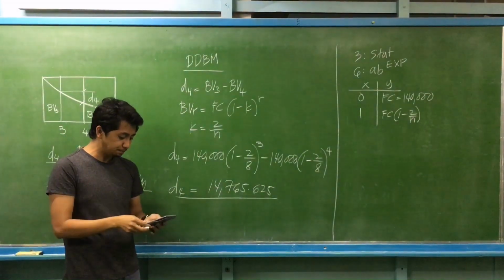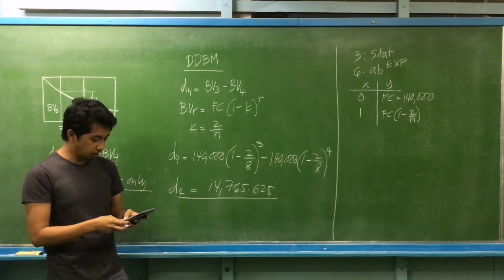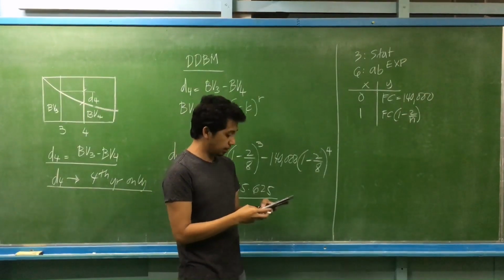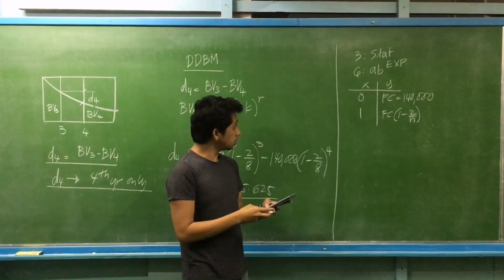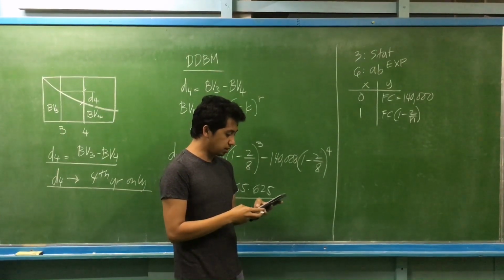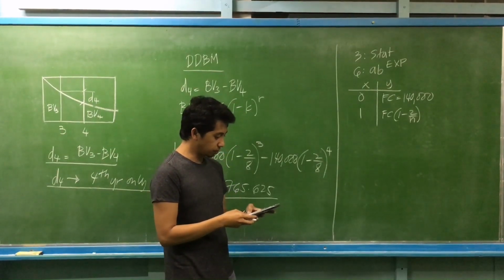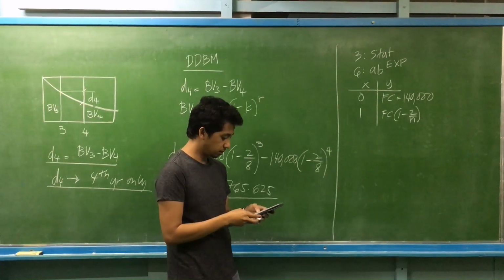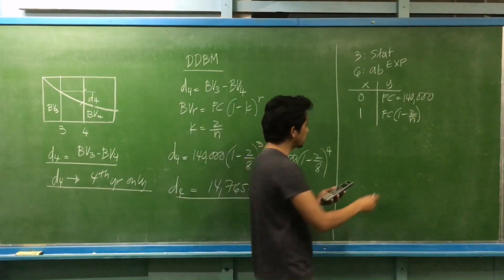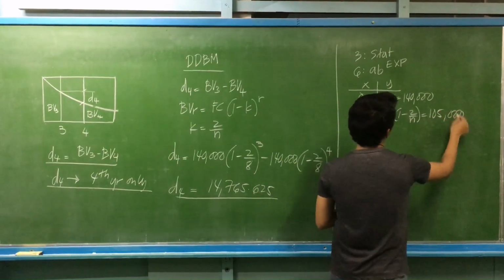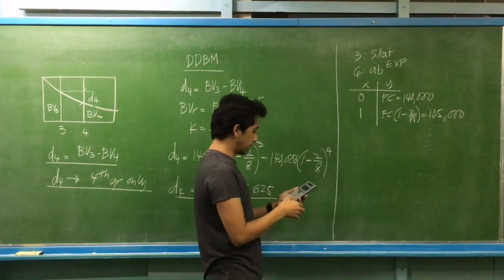Pero gawin lang natin, this is mode 3, number 6. So ilagay lang natin yung data, that is 0, 1. Then we have 140,000. Tapos 140,000 times 1 minus 2 over 8, so this is the same as 105,000. So ayan, okay, clear all.